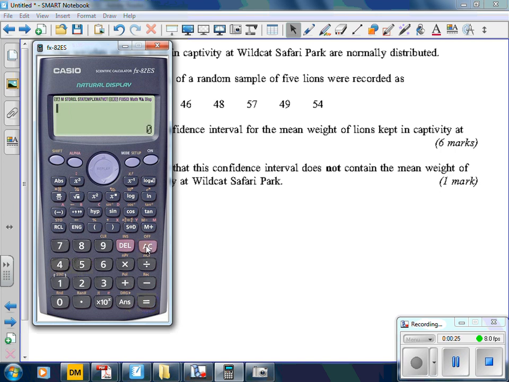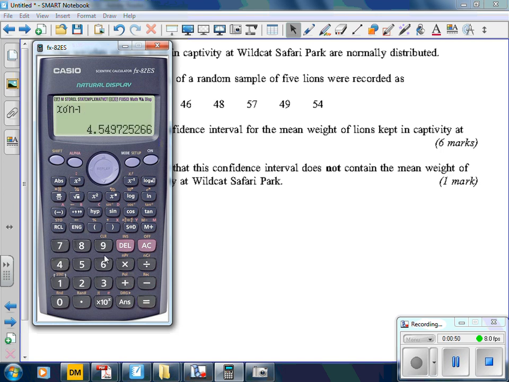Sticking those into the table, bring up the statistics menu, and we're interested in the variables. I need the mean, number 2. The mean is 50.8. And I also need the standard deviation. Now a bit of thinking here, because I'm trying to use this to estimate what it is for the whole population here. So I'm going to be using the n-1 version.